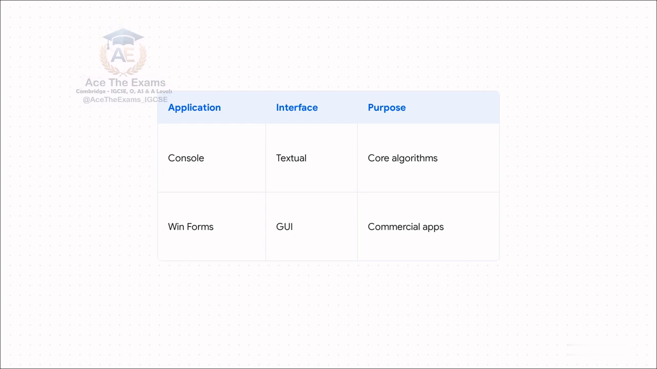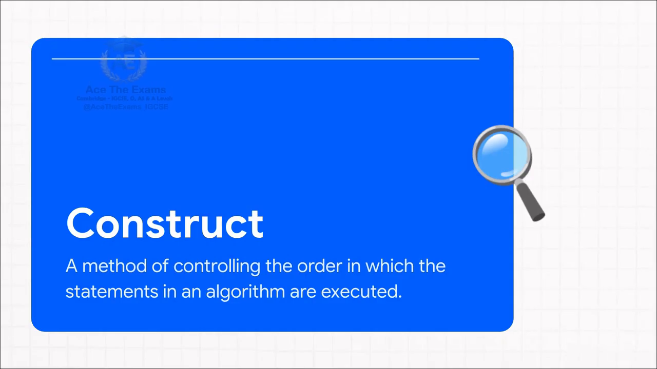Now, whether you're using a console or a Windows form, your code relies entirely on this precise Cambridge definition, a construct. Cambridge defines this exactly as a method of controlling the order in which the statements in an algorithm are executed. The source text gives this fantastic analogy that I just love.